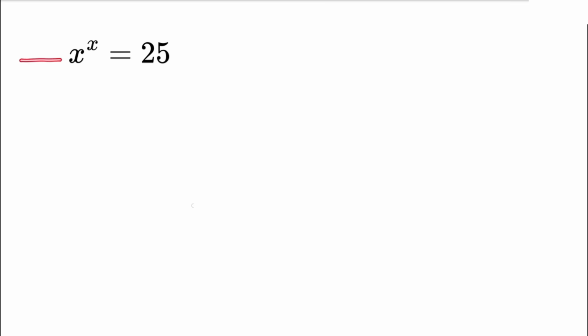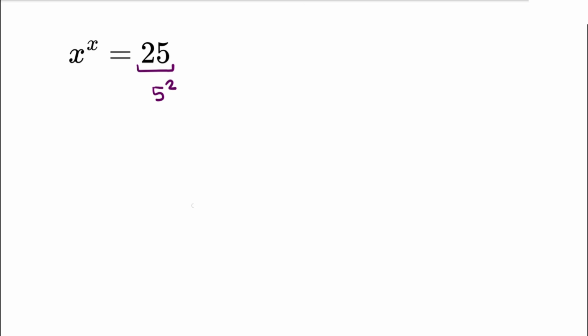Today, we have a very nice exponential equation to solve. We need to find the exact value of x when x raised to the power of x is equal to 25. Your first thought might be that 25 can be cleanly written as 5 squared. But if you look closely, our equation is x to the power of x, which doesn't quite match the format of 5 squared. So the answer is going to be a bit more complicated than that.